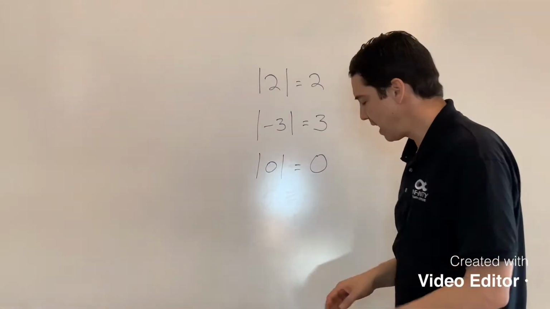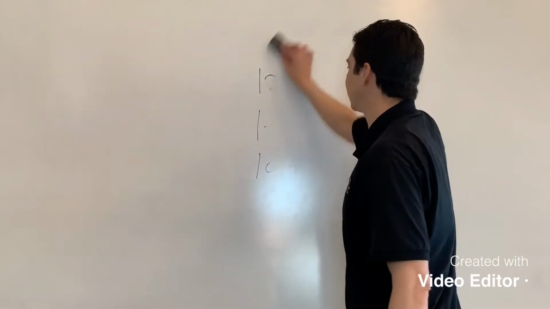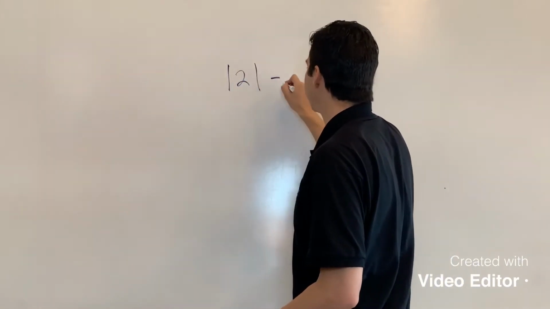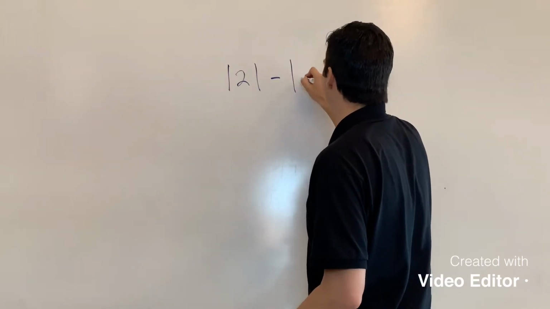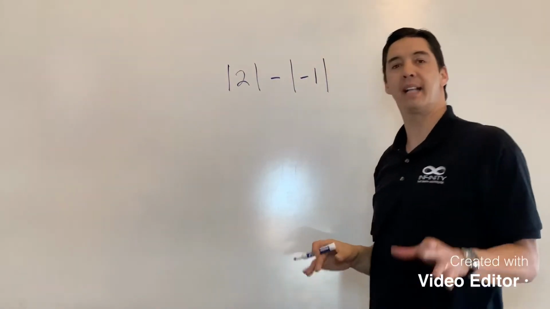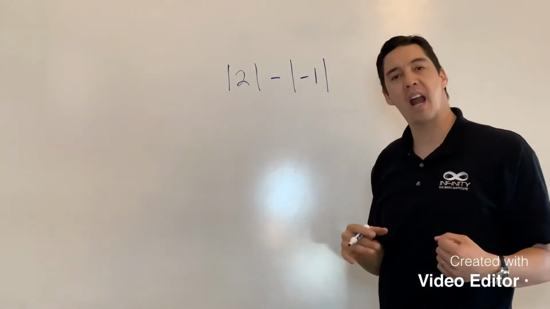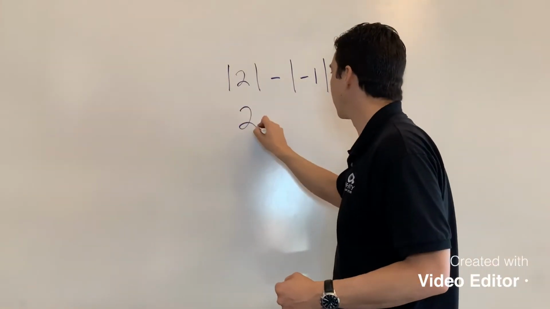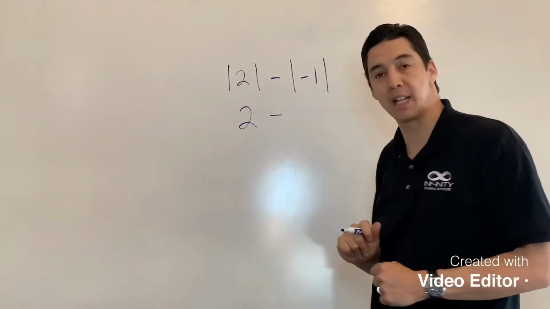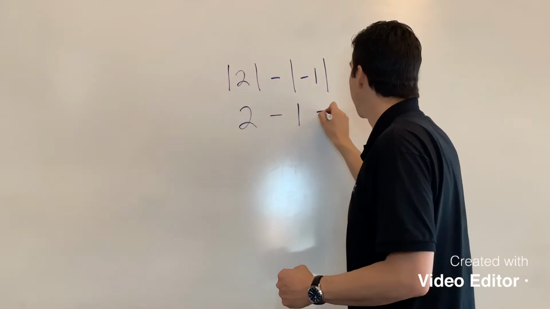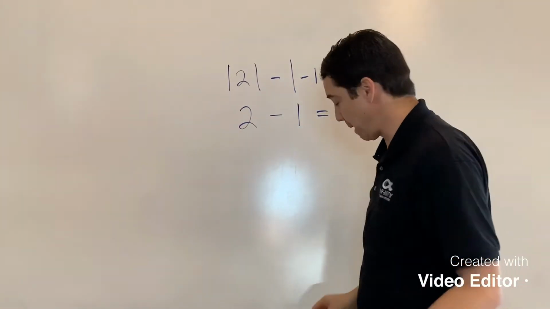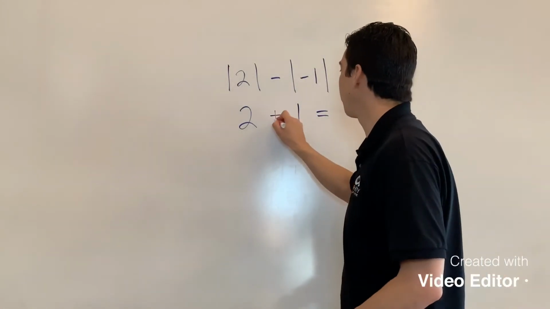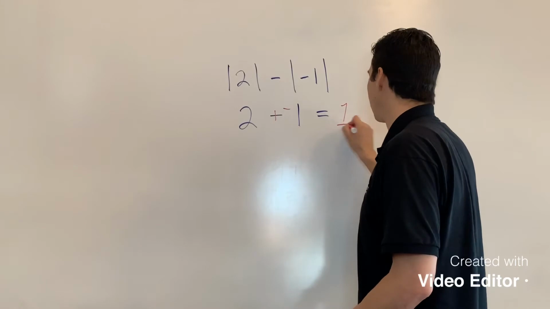If you were to have a simple equation, for example, we want to know the absolute value of 2 minus the absolute value of negative 1. All right, the first thing you would do is take care of the absolute value signs. What is the absolute value of 2? It's 2. Minus, what's the absolute value of negative 1? 1. And, of course, 2 minus 1 is 1, but what I want you to see is 2 plus negative 1 is equal to 1.